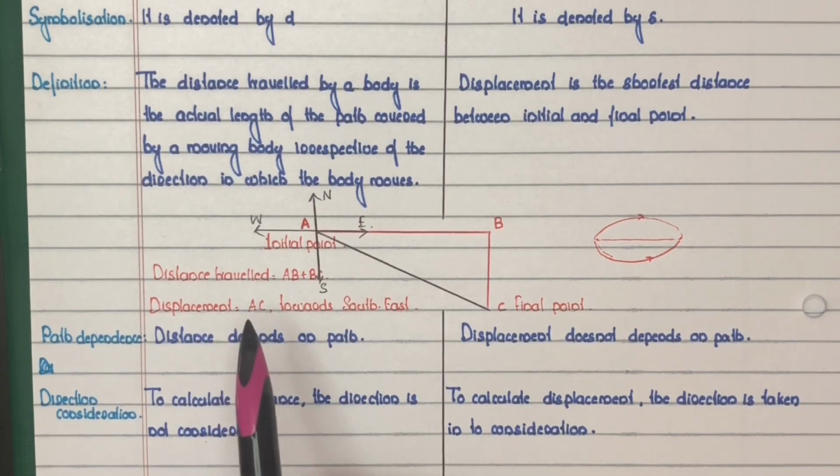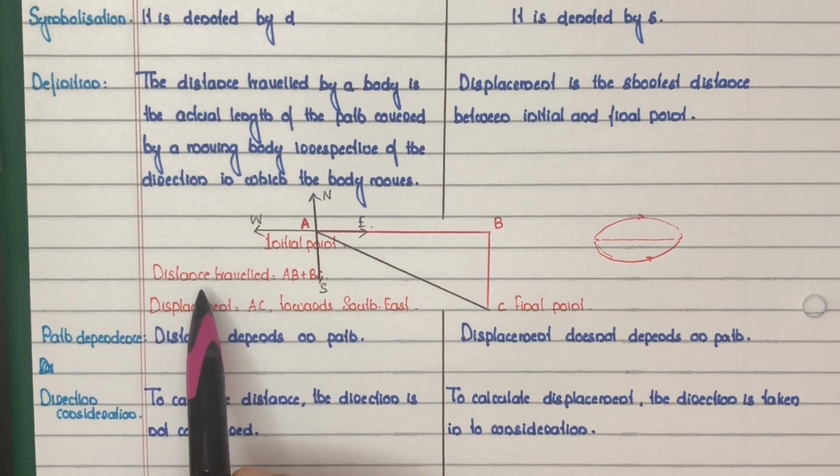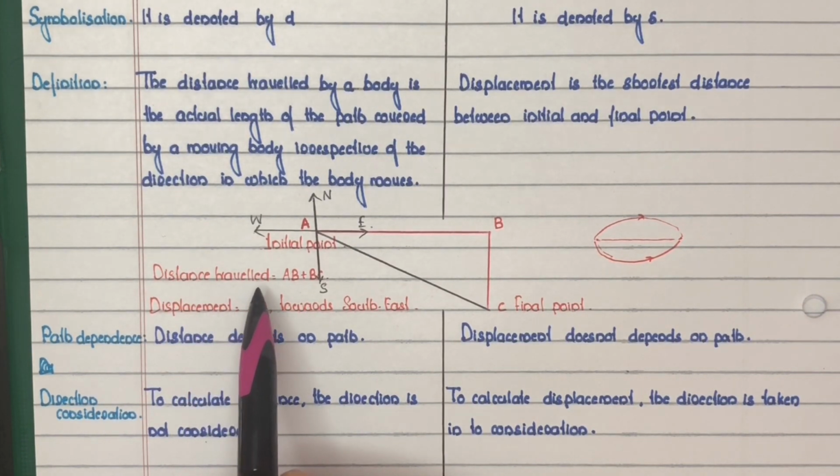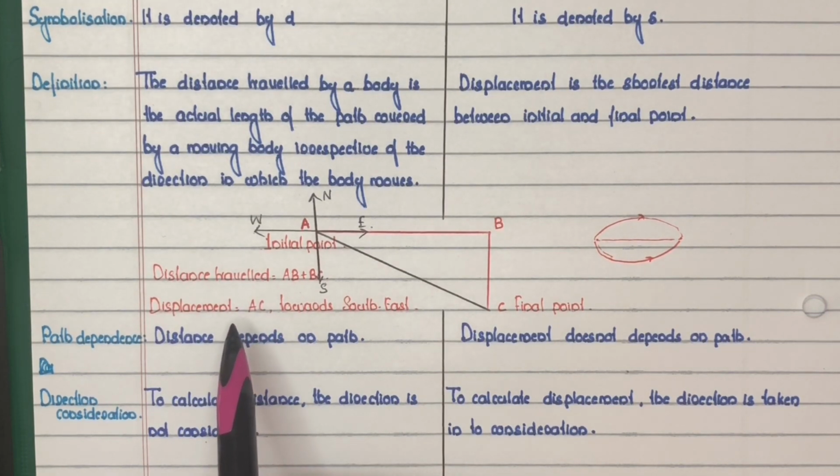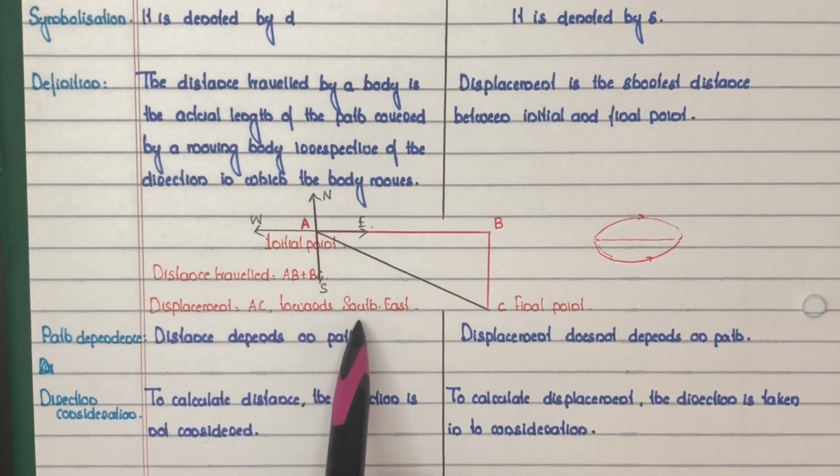So, the next point is about the type of quantity. Which type of quantity is distance? Distance is a scalar quantity because it depends only on magnitude and not the direction. And displacement is a vector quantity. It depends on both magnitude and direction.